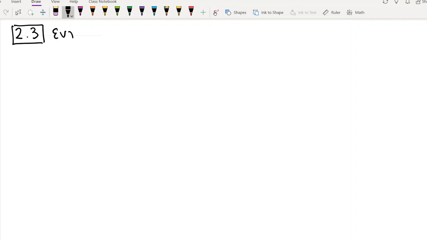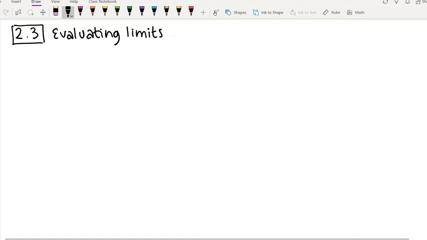And this is all about evaluating limits using limit laws. So basically, the general idea, instead of relying on plugging in numbers or looking at the graph, we now have some algebra tricks that help us to find limits.